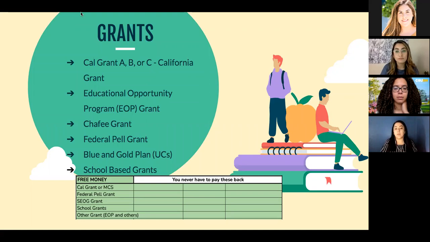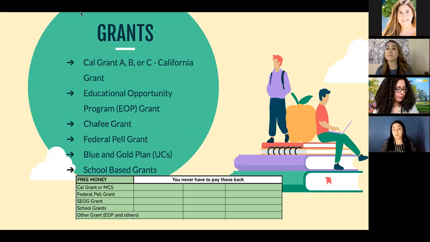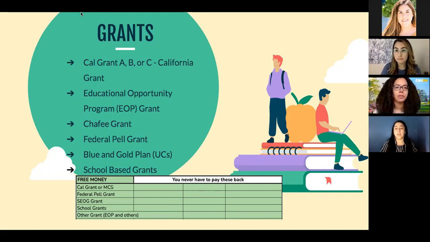And we also have the Blue and Gold plan that is more so seen at the UC level. You won't see this at the Cal State level, but the Blue and Gold plan ensures that you will not have to pay any UC tuition and fees. So if you are going to a UC system school, then it will cover your tuition and fees, and you won't have to pay out of your own pocket if you meet a certain eligibility for income and residency.